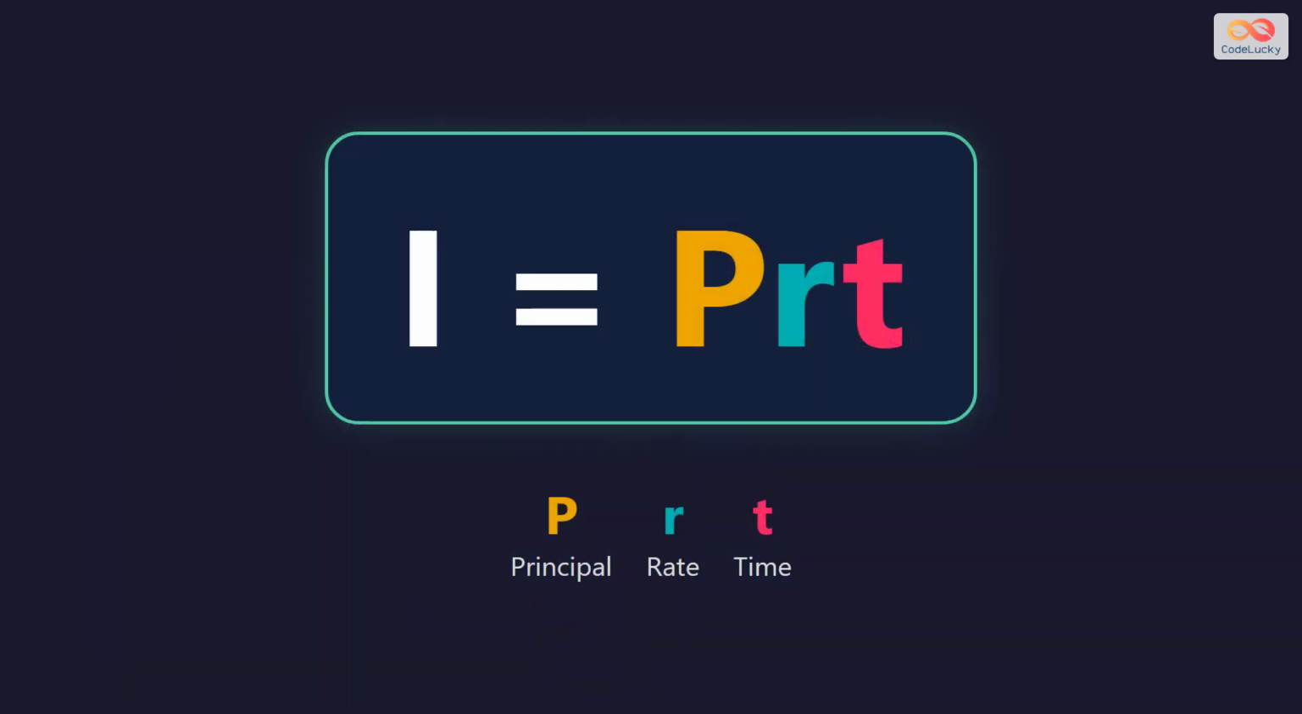To calculate simple interest, we use a specific formula. I equals P multiplied by R multiplied by T. This equation helps us find the total interest amount based on three specific factors, which we will look at next.